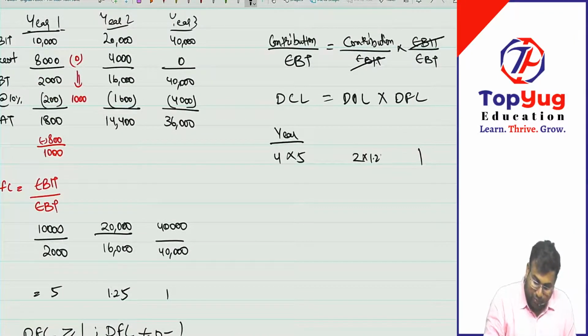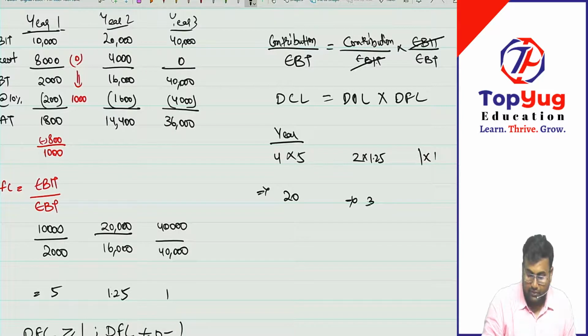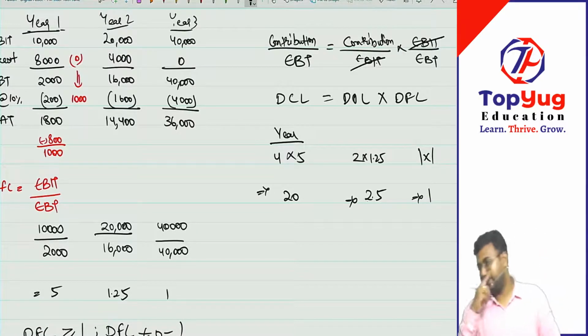5 into 1.25 into 1. Again, how much? 20, 2.5 and 1. Again, same rule applies.